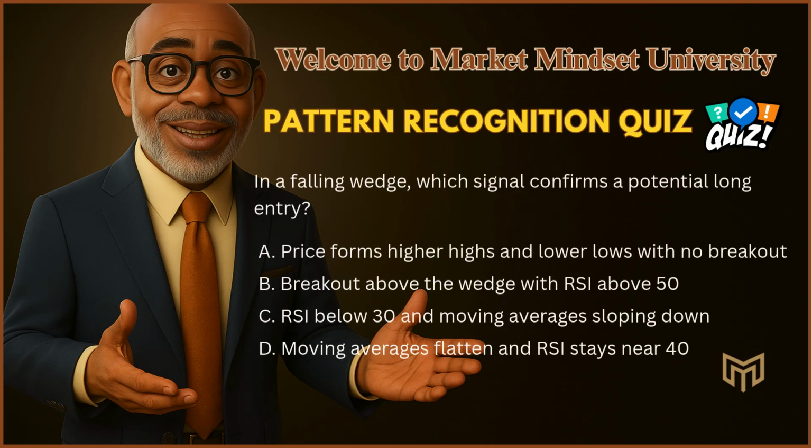Question 8. In a falling wedge, which signal confirms a potential long entry? Is it A, price forms higher highs and lower lows with no breakout? B, breakout above the wedge with RSI above 50? C, RSI below 30 and moving averages sloping down? Or D, moving averages flatten and RSI stays near 40? Think about what confirms bullish momentum after the breakout.